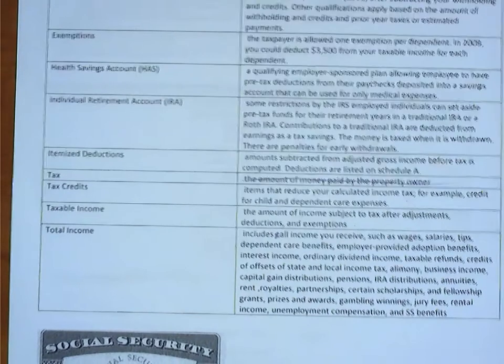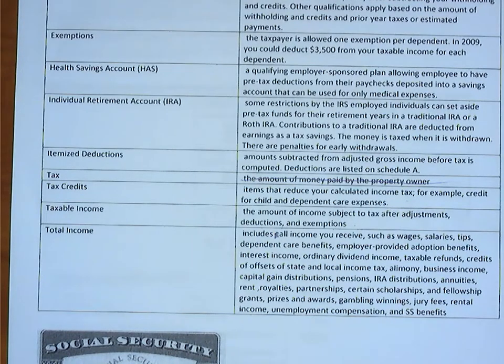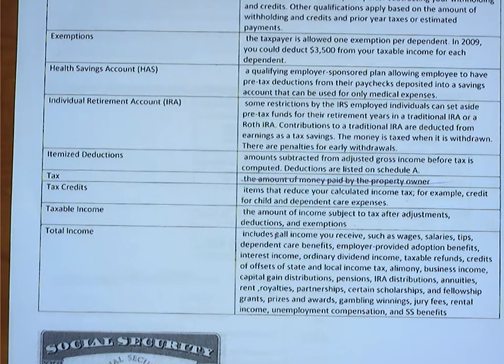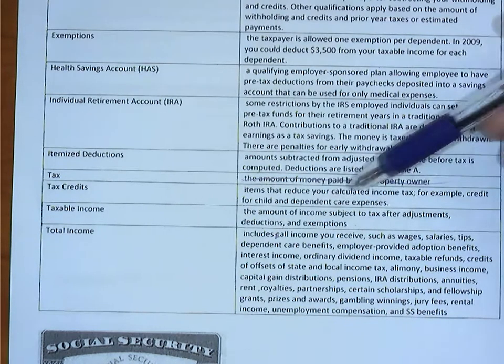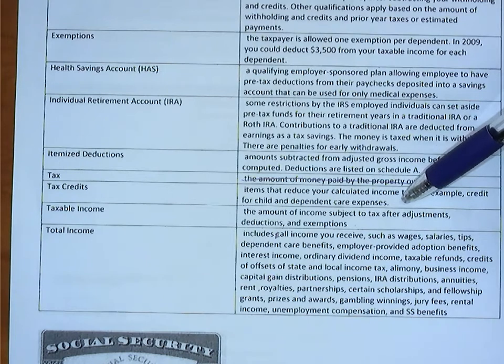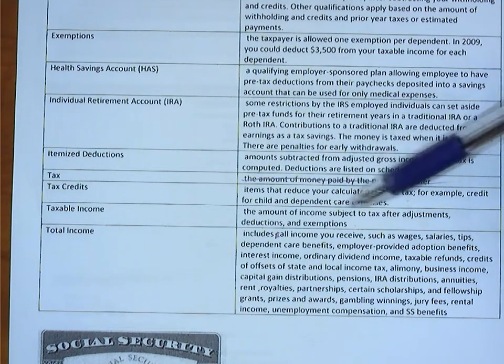Then you have tax credits. They're the things that reduce how much taxes you have to pay. So there's credit for how many children you have, or for your dependent care. You could have a dependent that's not your child, somebody that lives with you. So if you have child care expenses, then that comes out as a tax credit.